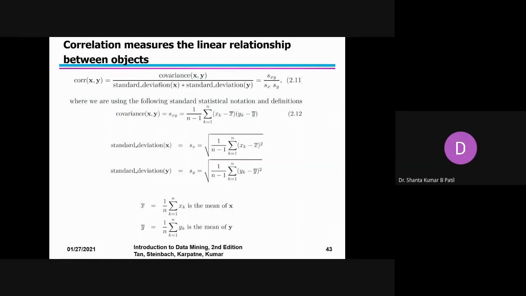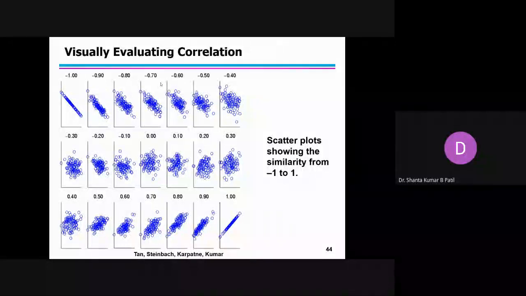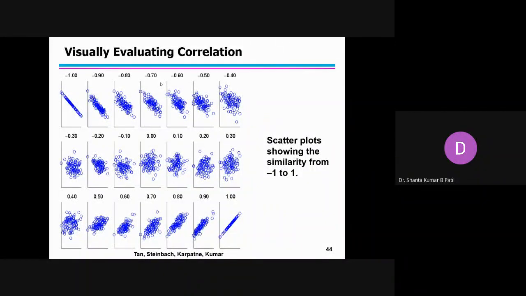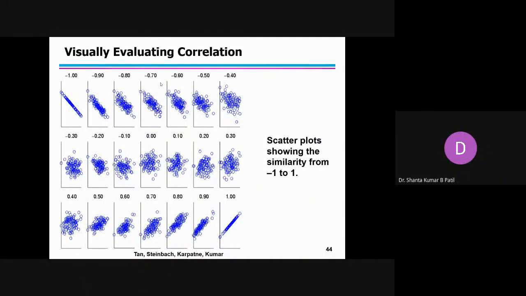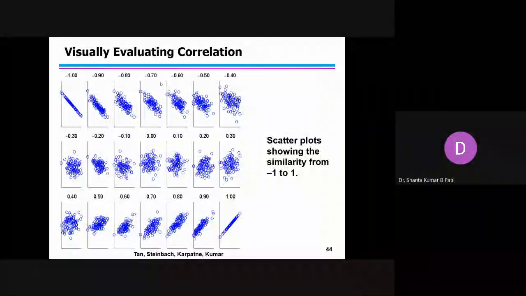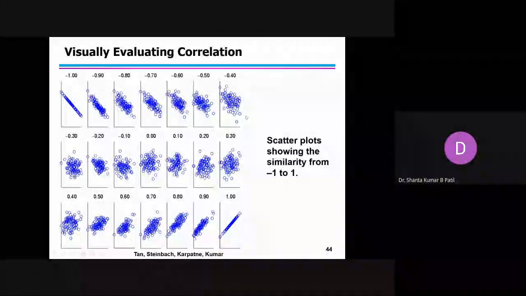So linear equation, you can give the equation as x is equal to ay plus b. So this is the equation for the linear equation. Non-linear, you can give x is equal to y square. So it is a non-linear equation. So visually evaluating correlations. Okay, so you can see visually how exactly the two parameters are correlated, either linearly or non-linearly.